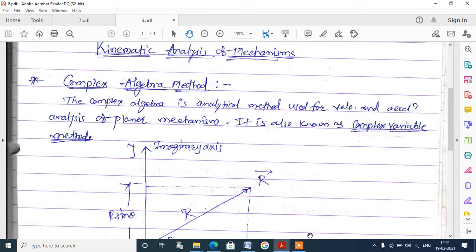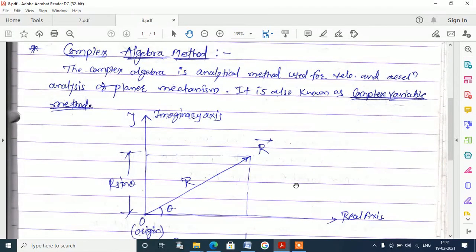Now, today we will discuss one method of kinematic analysis of mechanism. This method is known as complex algebra method. It is an analytical method. It is used for velocity and acceleration analysis of linear mechanism. This method is also known as complex variable method.